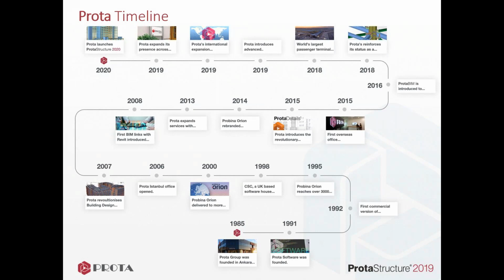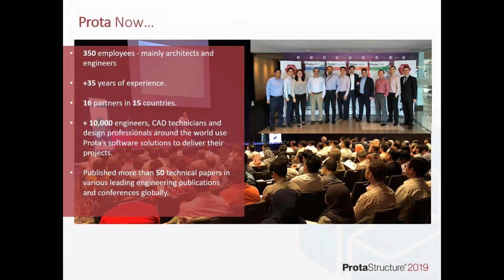We started developing software in the early 90s. The first commercial versions of our software, which is the current ProtaStructure system, were delivered back in 1992, and it has evolved tremendously over the years. Currently, as a business, we employ almost 400 people around the world, mainly engineers and architects, so we're very much a focused technical business. We have partners in over 15 countries around the world and growing. And we're also heavily involved in research and development.